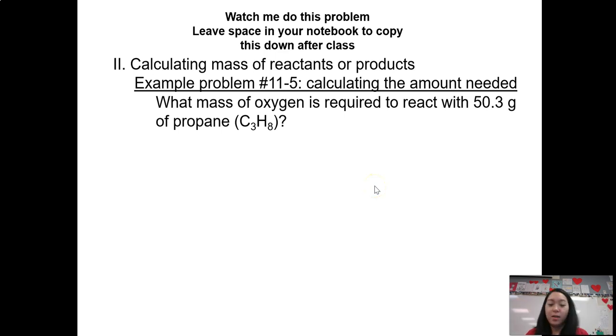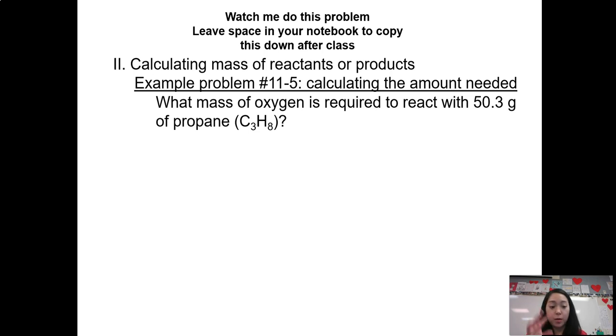Hello everyone. Since I didn't get to go over the mass to mole problems in class, I want to make a quick video showing you how I would go about doing these kinds of problems, so you can watch it before you do your homework to help you out. So let's take a look at this question.